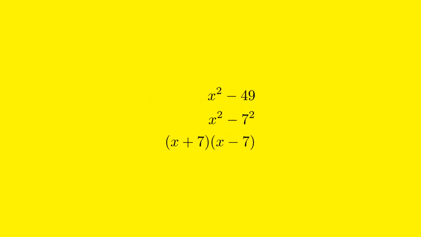Step 1 in solving the expression x squared minus 49 is to recognize that it is a difference of squares. This pattern is characterized by having two terms, both of which are perfect squares, separated by a minus sign. The general form of a difference of squares is a squared minus b squared. Here, x squared is the first term, and 49 is the second term because it can be written as 7 squared.